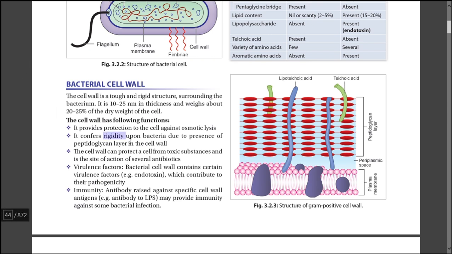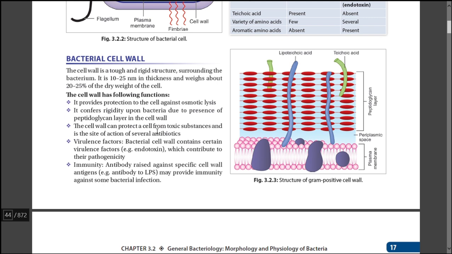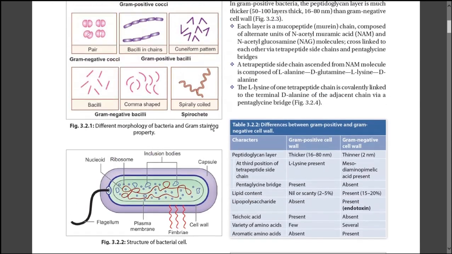Then it confers rigidity due to the presence of the peptidoglycan layer, and it can protect the cell from toxic substances. Also the bacterial cell contains endotoxin, a virulence factor that contributes to pathogenicity, and then immunity. Antibodies raised against specific cell wall antigens will provide immunity. So very important are immunity, virulence factors like endotoxin, rigidity, and protection from harmful or adverse chemical environment.